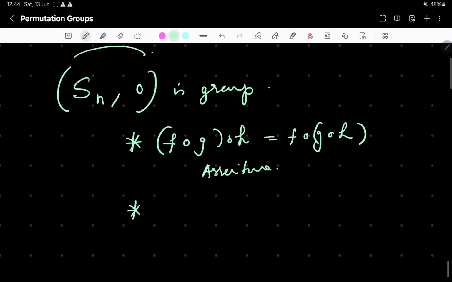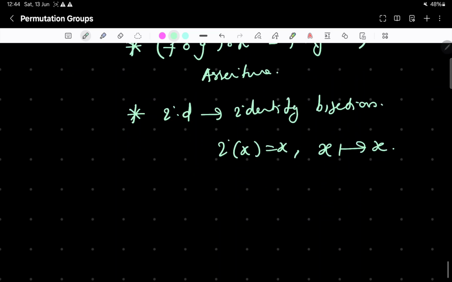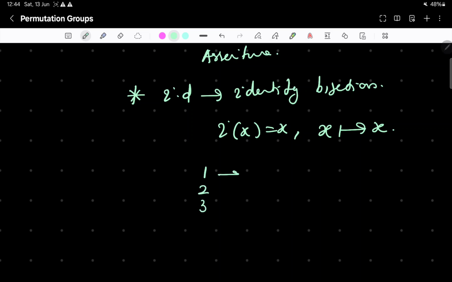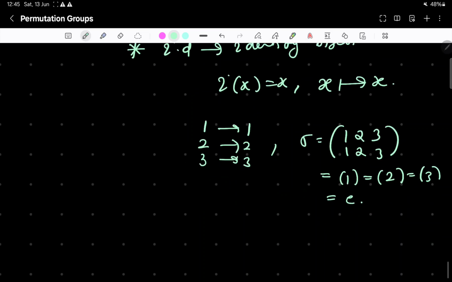Now, who is your identity? The identity is the identity function, the identity bijection. So what is the identity bijection? Everything maps to itself, so I(x) = x, or x maps to x. As an example, 1 goes to 1, 2 goes to 2, 3 goes to 3. In cycle notation you can write it either way, or you don't write anything. This is your identity. Now, what is the inverse?